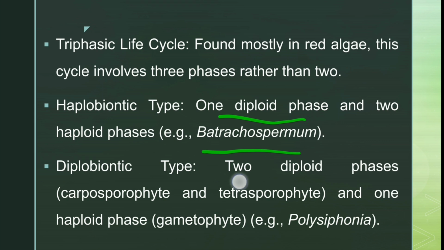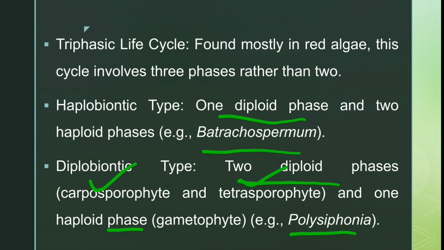Then diplobiontic: 2 diploid phases are there, one is the carposporophyte, another one is the tetrasporophyte, and 1 haploid phase is there. This diplobiontic life cycle is found in Polysiphonia. So triphasic means 3 phases are there. 3 phases means it can be 2 diploid and 1 haploid, or 2 haploid and 1 diploid. So in this way, there are 2 types of triphasic life cycle, one is haplobiontic, another one is diplobiontic.